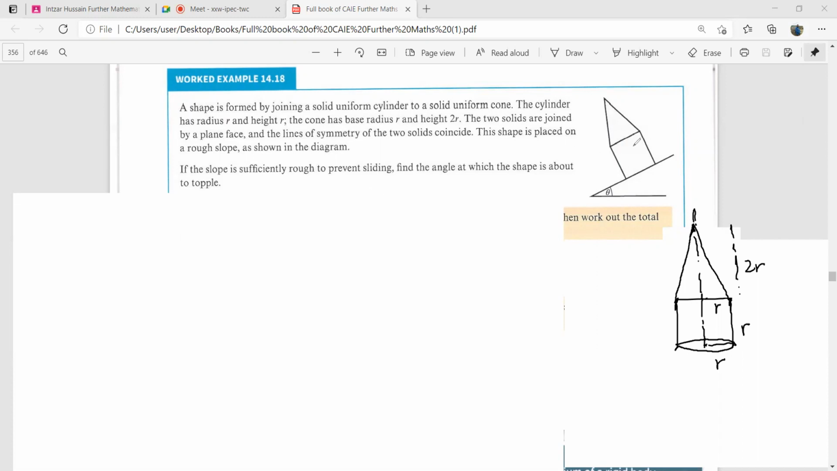Actually, we need to know that if, for example, I draw the weight down from here like this, I need to know how much this distance is, that is, where the center of mass is acting.